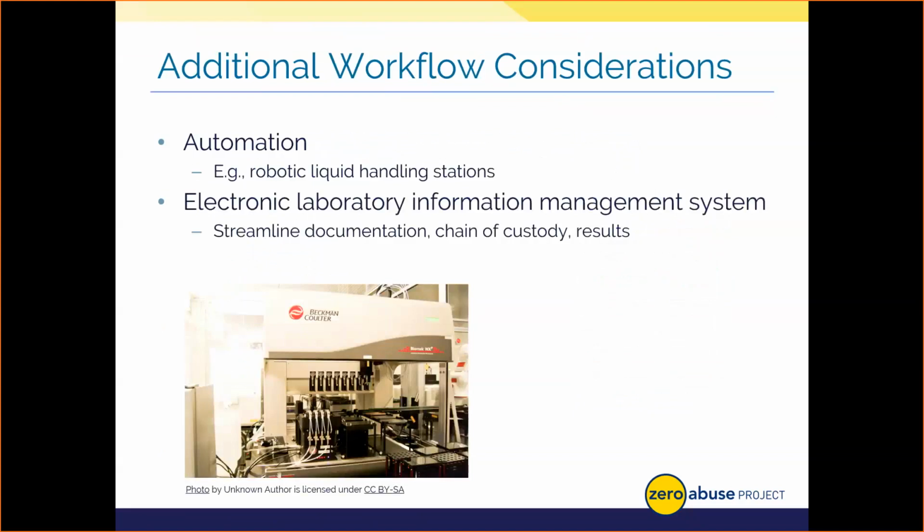Very quickly, I do want to talk a little bit about additional workflow considerations. Now, some labs, depending on their funding and processing demands and sample volume, might utilize automated systems, for example, robotic liquid handling stations to en masse process samples. Believe it or not, the laboratory inventory management systems I talked about, those LIMS systems, can actually speed up and reduce backlog as well. They can speed up your case and your evidence processing.